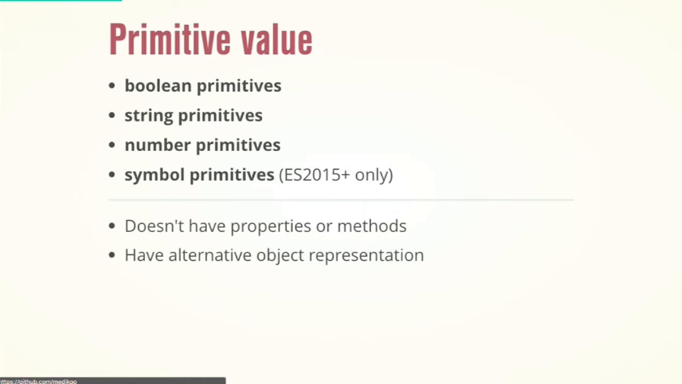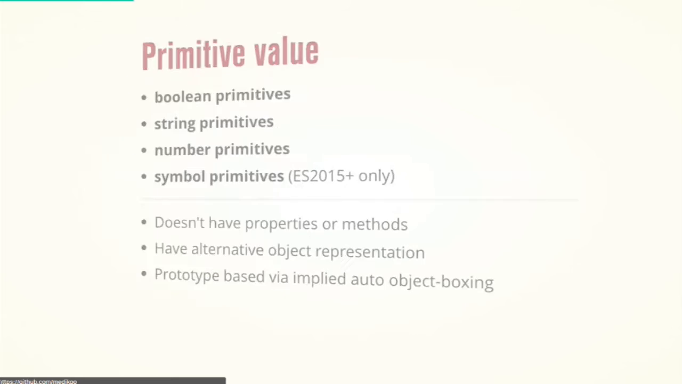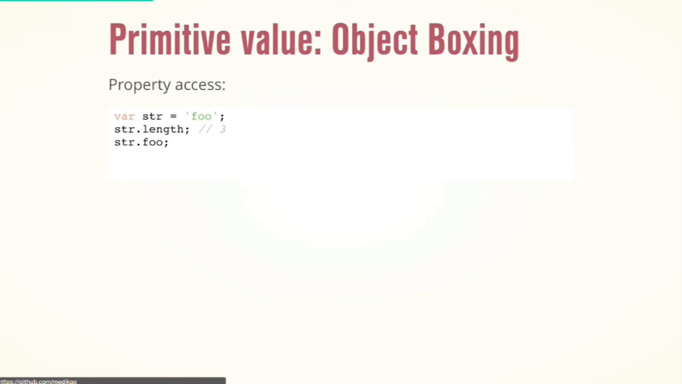Okay, maybe I'll go. They have alternative object representation. They are also prototype based via implied auto-boxing. I will explain it on the other slide, because technically we can access properties on primitives, although primitives don't have properties or methods. So let's go through how it happens.